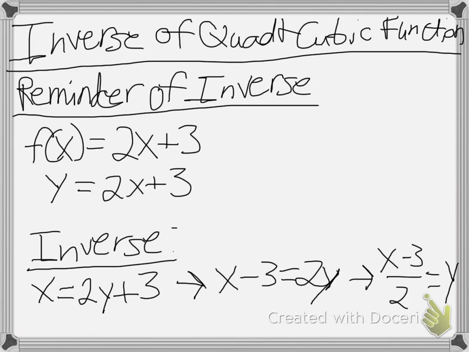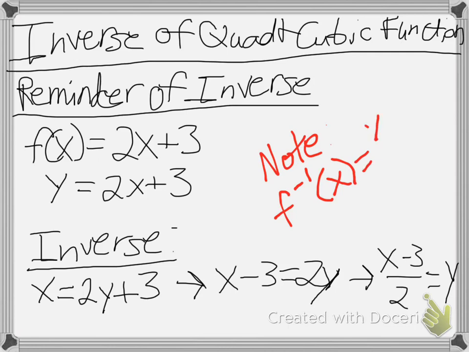Now you can also write the inverse, sorry, little side note over here. You can also write this as f of negative 1 of x is equal to x minus 3 over 2. They mean the exact same thing. Okay?